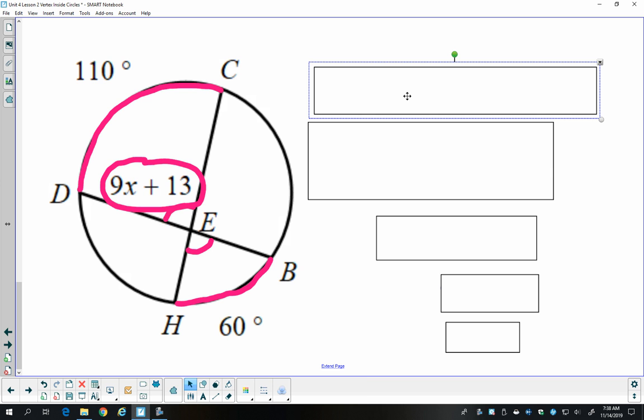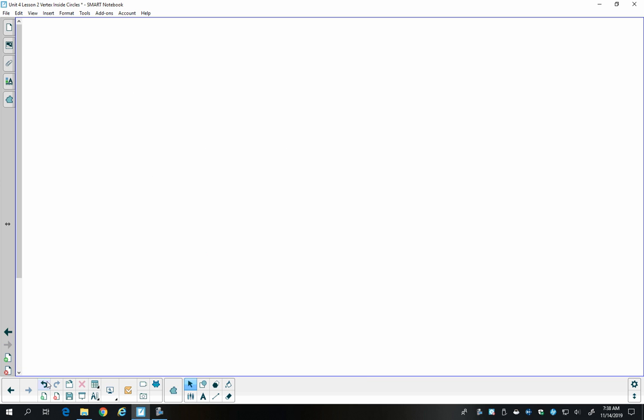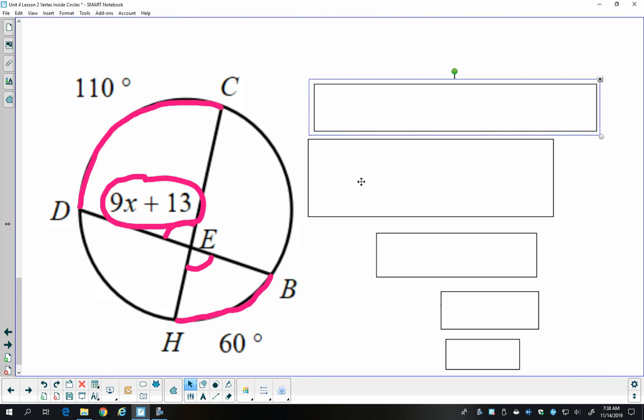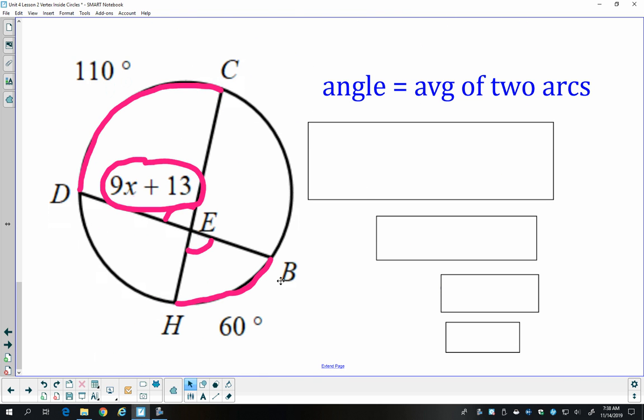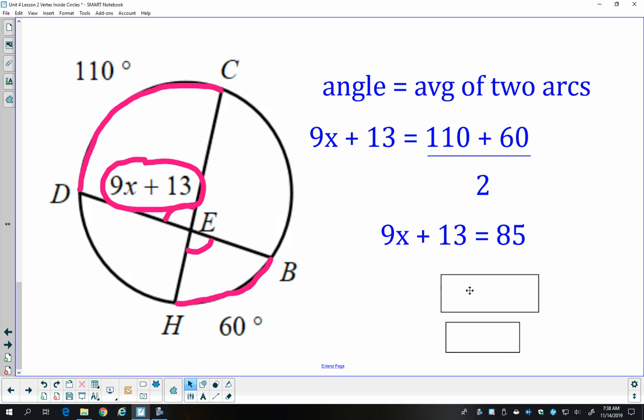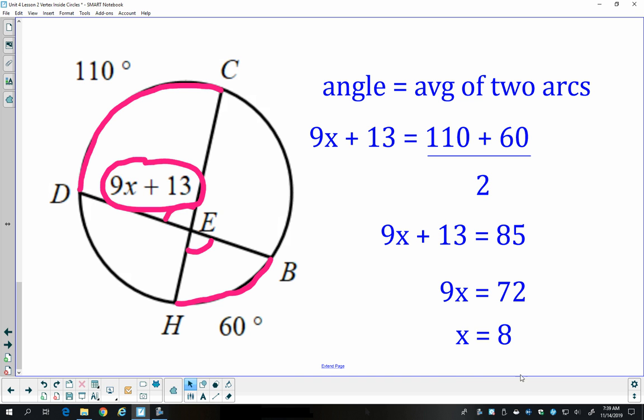So we'll just plug in and write the formula every time. Write the formula every time and plug in. So this time, instead of a question mark over here, I have this expression 9x plus 13. No big deal. We'll simplify the right side. And now we have an equation to solve. Subtract 13 from both sides and divide by 9. And I get x to be 8.